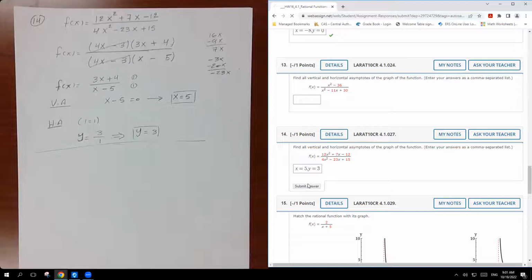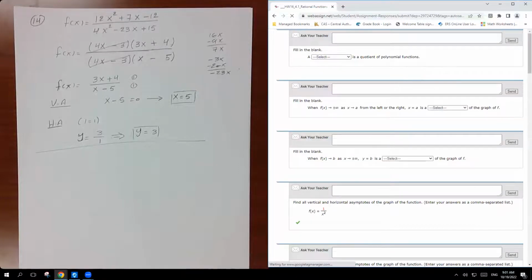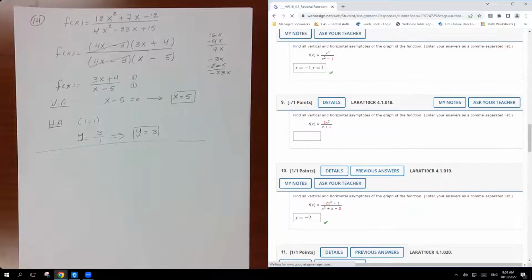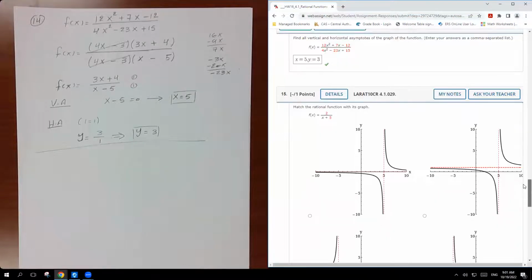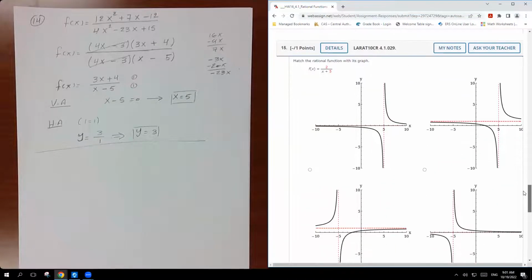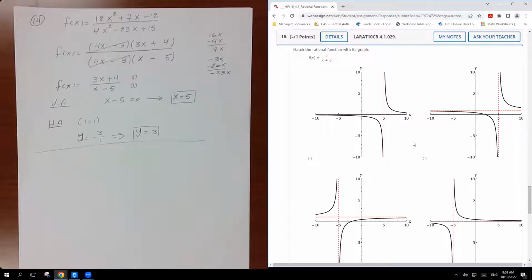This is example 14. The last example in this section, we have 2 more. You see now, they're going to ask you to check which one is the right graph by just looking at the asymptotes. So match the rational function with its graph.